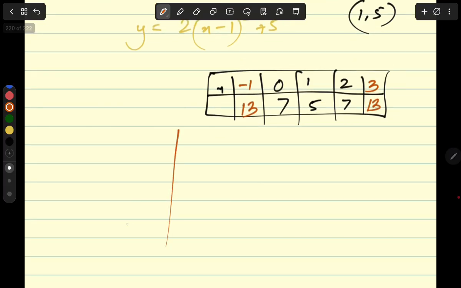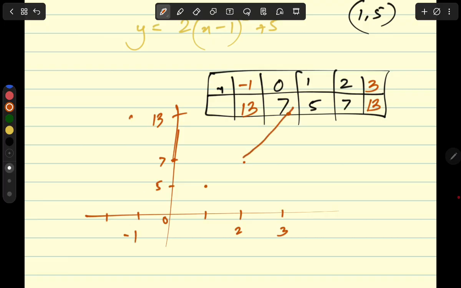So you can see that if this was 1, this is 0, this is negative 1, this is negative 2, this is 2, and this is 3. So the turning point was at 1 comma 5, and then the other point was 2 comma 7 right here. The other point was 0 comma 7 right here, and then at 3 it was 13 somewhere here, 3 comma 13 and minus 1 comma 13. So the graph goes symmetric, right?